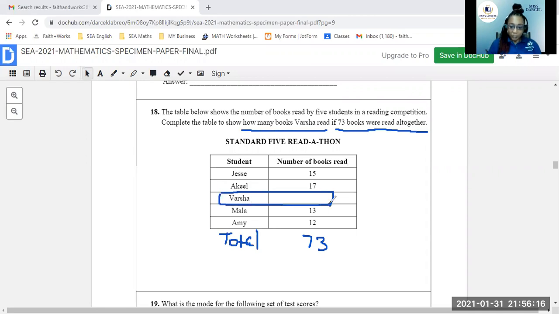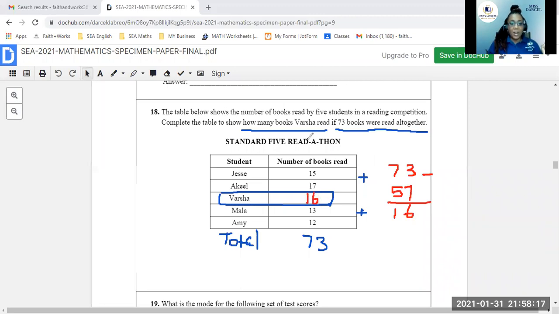So what we have to do, we are going to have to add all of these. And since we have to find out what's missing, that is a clue to subtract. So let's do that now. So what we have to do, add 15 plus 17 plus 13 plus 12. Right, and that's going to give us a grand total of 57. Right, but to find the missing number of books, we're going to have to subtract that. 73 subtract 57 is going to give us 16. So Basha read 16 books.